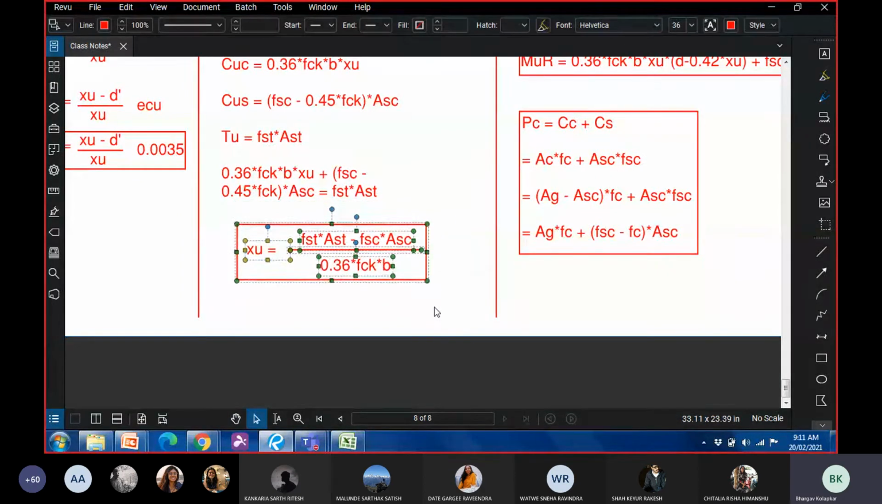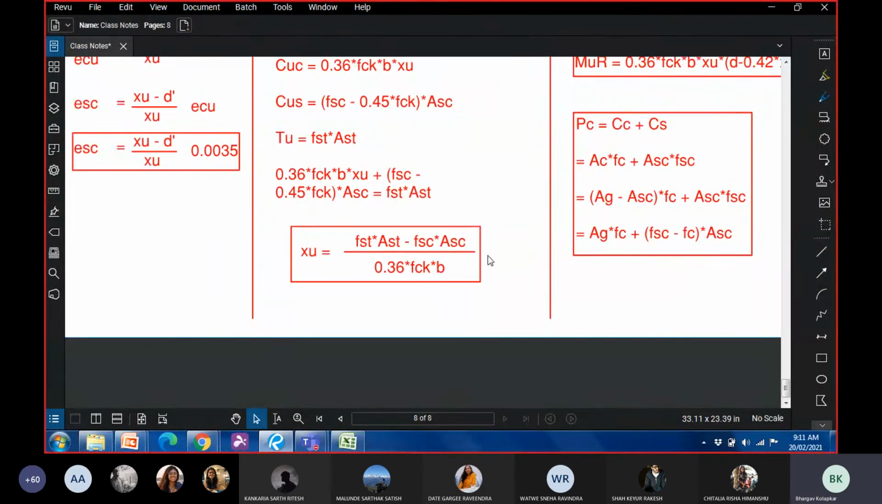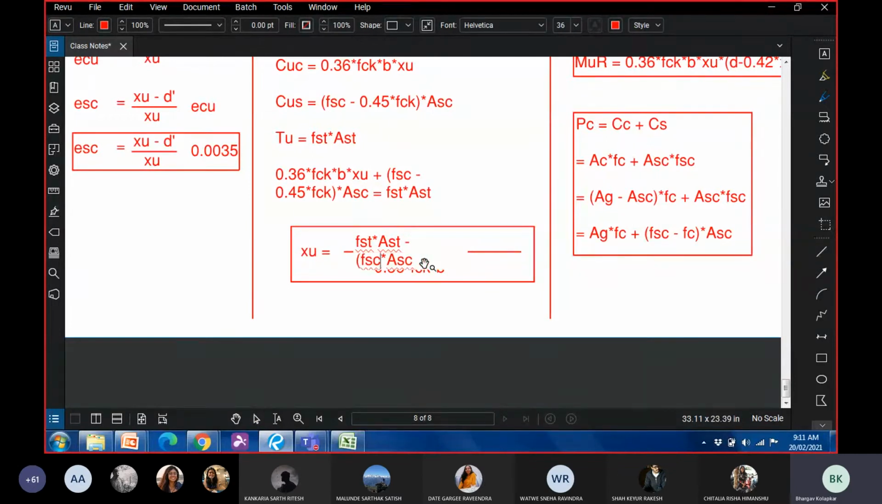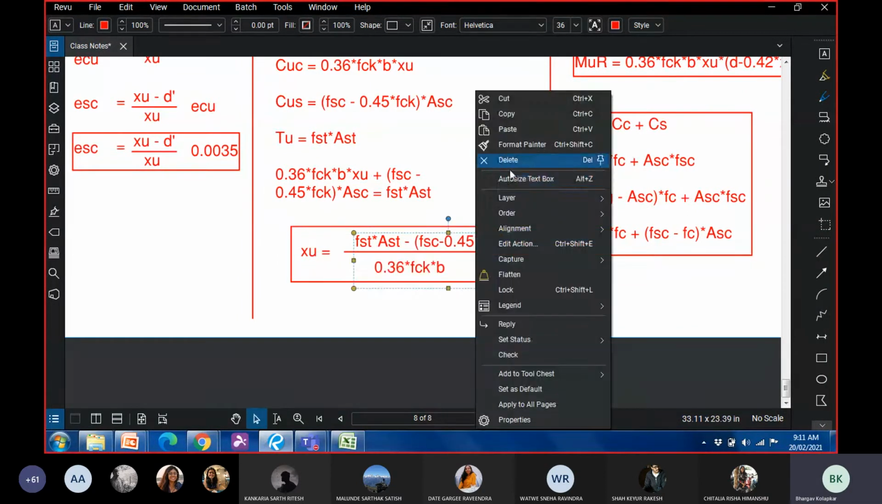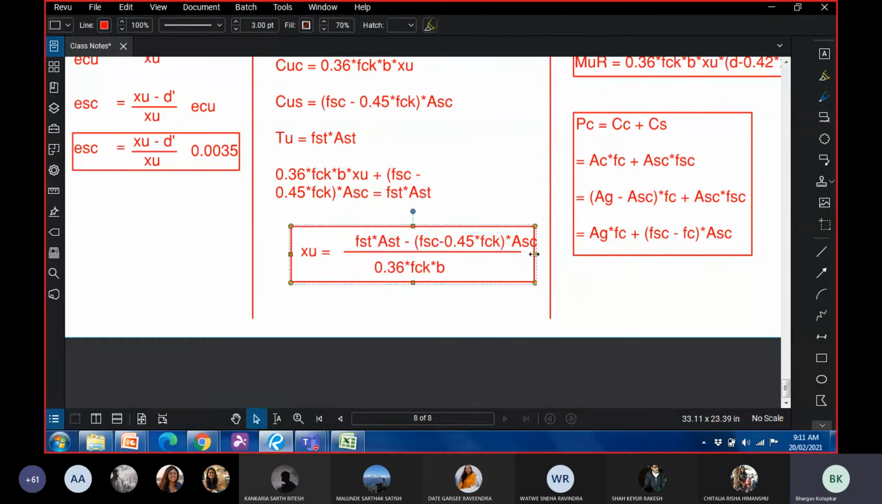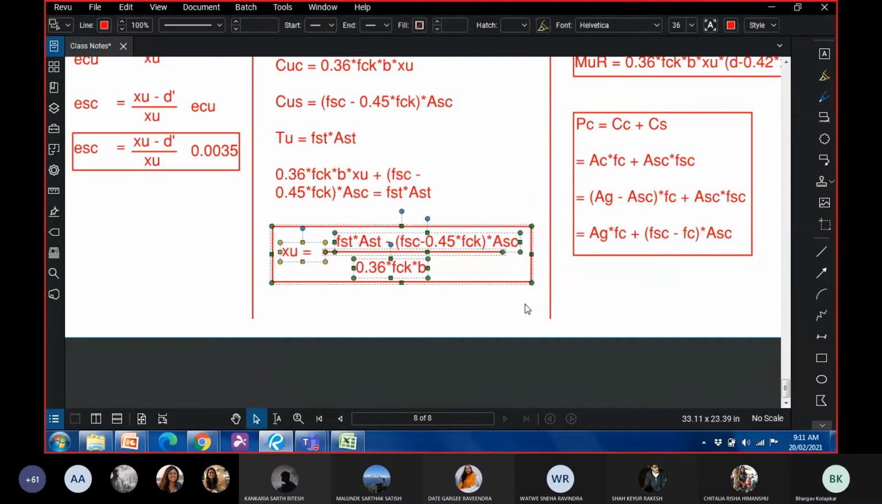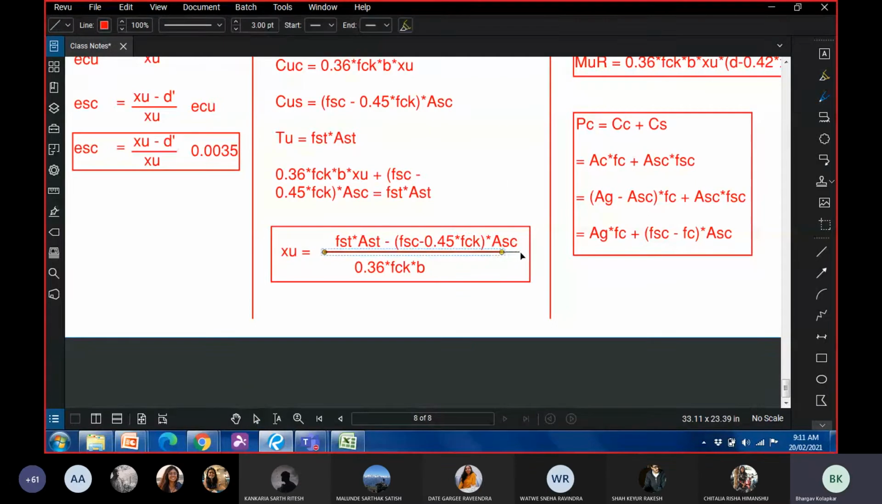These equations might seem very difficult or very long at first instance, but if you understand the origin of this, or how these equations have come up, I'm sure it's no big deal to remember them. So this would be FSC minus 0.45 FCK. Any questions here?